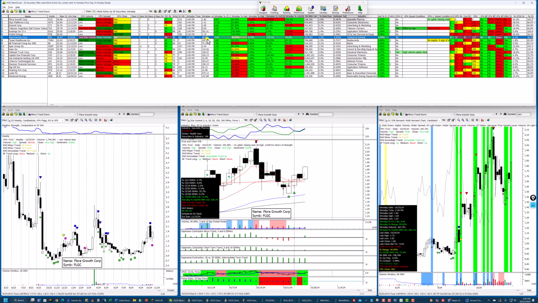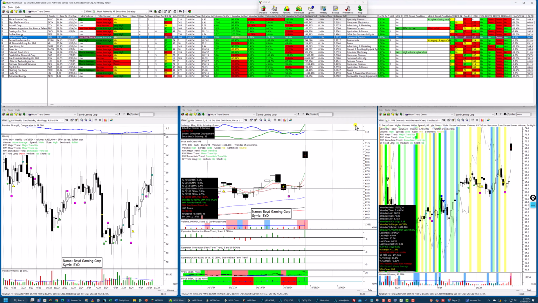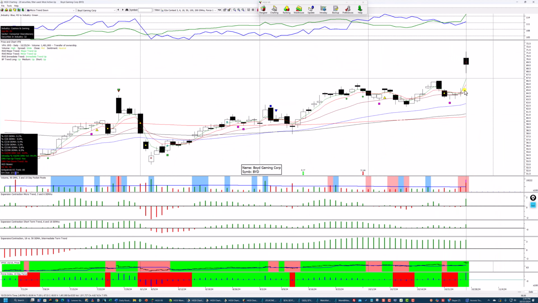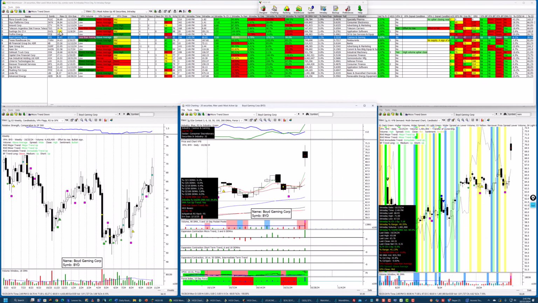How about Boyd? Must have been earnings day today. The weekly trend is up. This was down. You can see that right here. And today it's up. I imagine earnings probably came out today. Well, or recently. The next earnings date is the 13th of February. There's news on it, though. I'm not going to take the time to look.